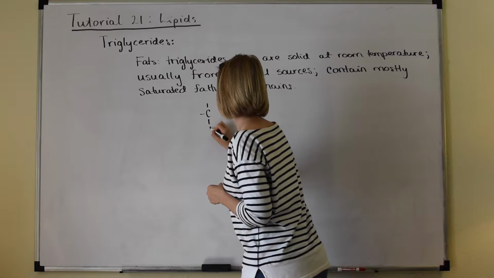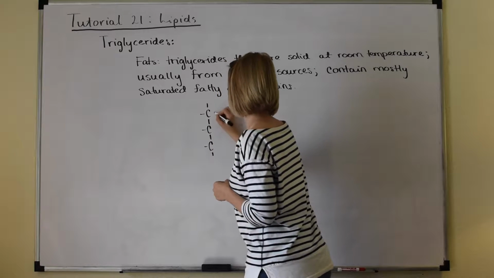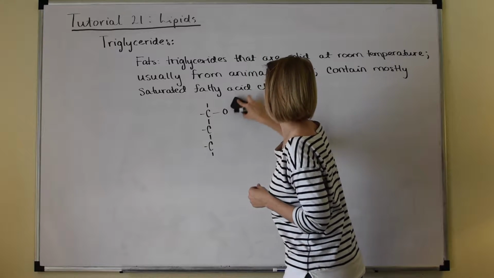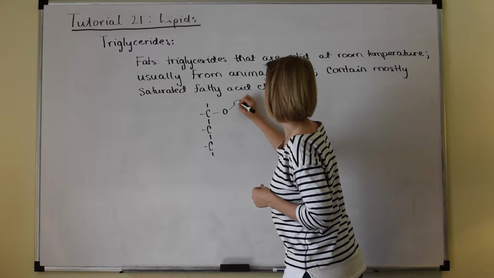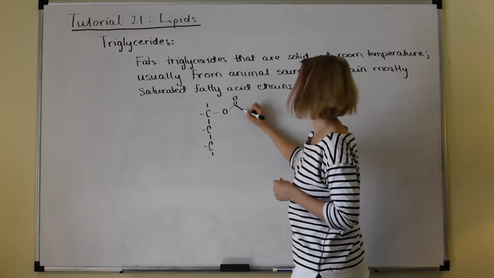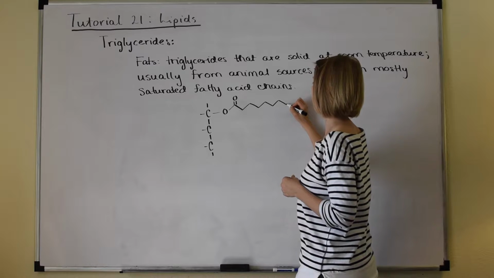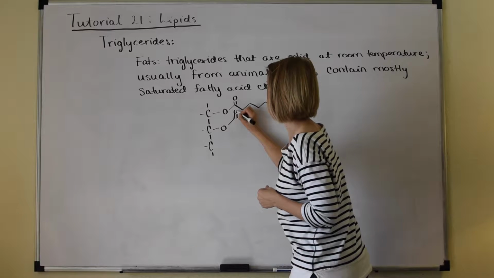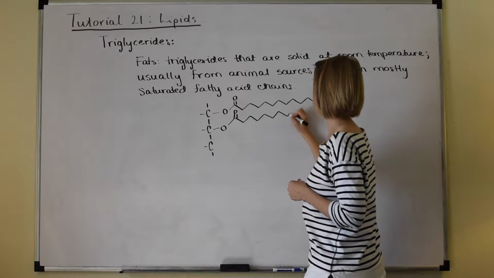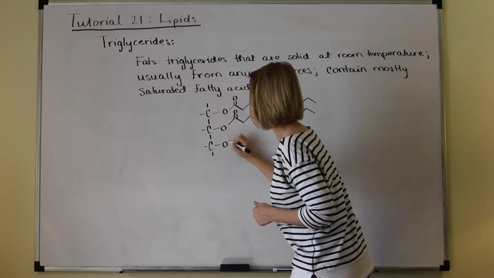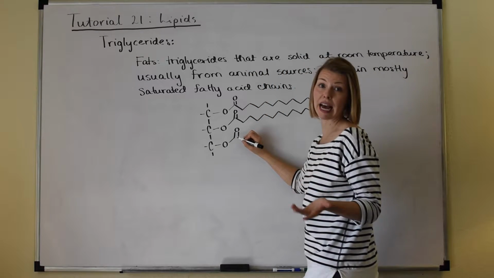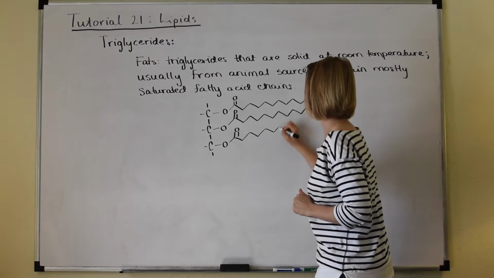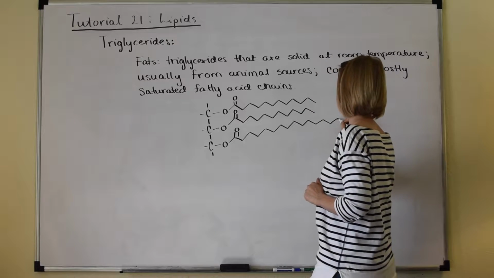Okay, so let's draw a picture of that up here. Let's use line structure just to make it easier for this part. Let's do lauric acid, 1, 2, 3, 4, 5, 6, 7, 8, 9, 10, 11, 12. Let's do another lauric acid chain. 2, 3, 4, 5, 6, 7, 8, 9, 10, 11, 12. And then let's make something different. Let's do stearic acid, which is a saturated fatty acid with 18 carbons. So 1, 2, 3, 4, 5, 6, 7, 8, 9, 10, 11, 12, 13, 14, 15, 16, 17, 18.